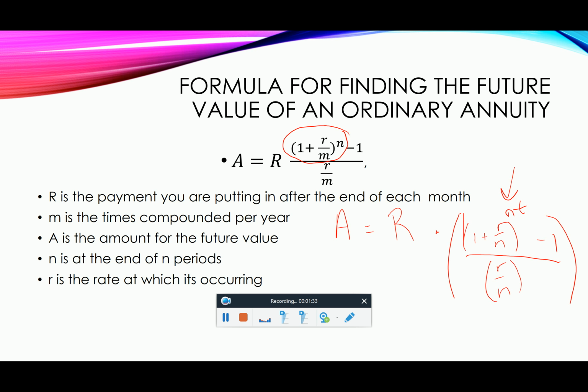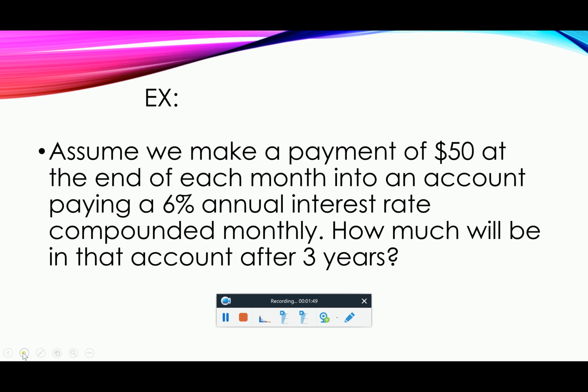Okay, so when you plug this in the calculator, you need to do this first, then you subtract, then you divide it by this, and then you multiply it by R. Okay, and you have to do the compound just like we did in the last section with the compound. So let's do an example.